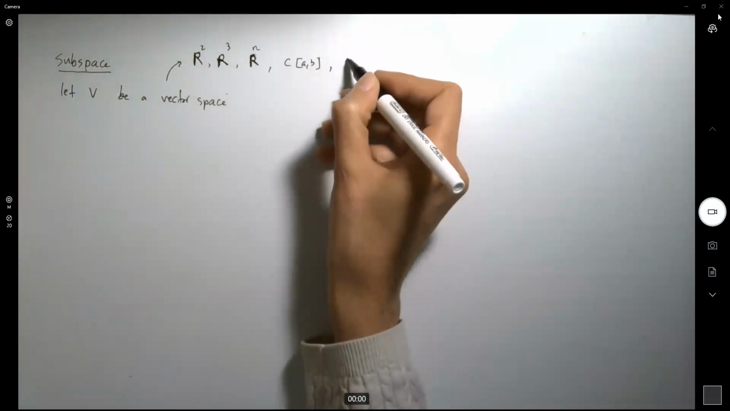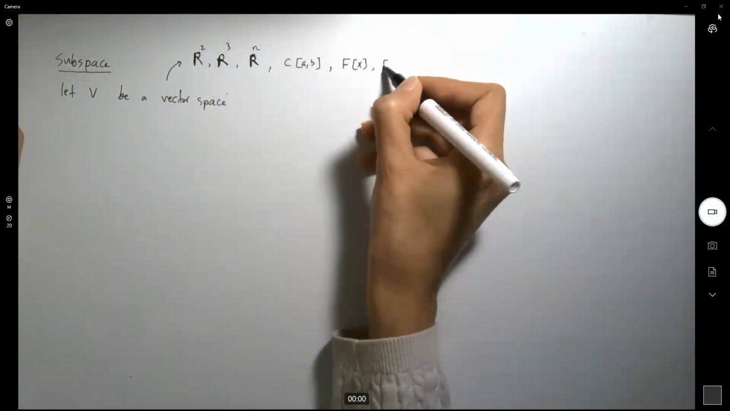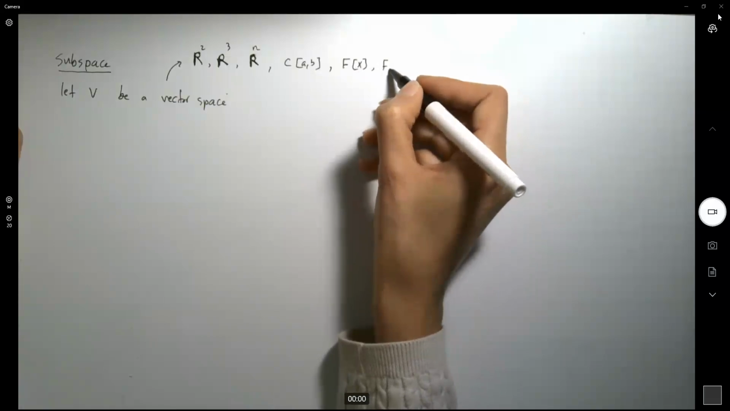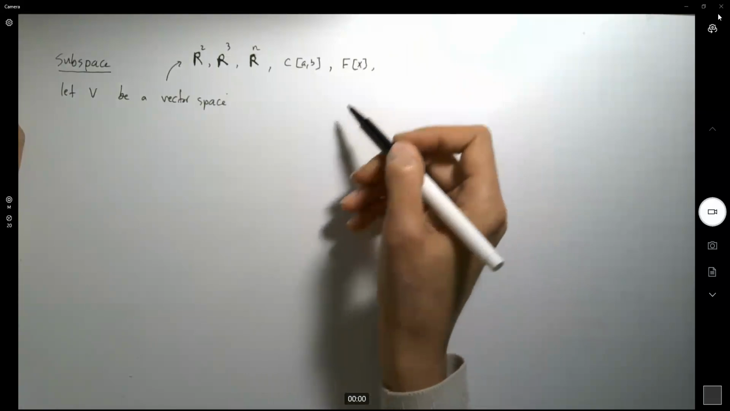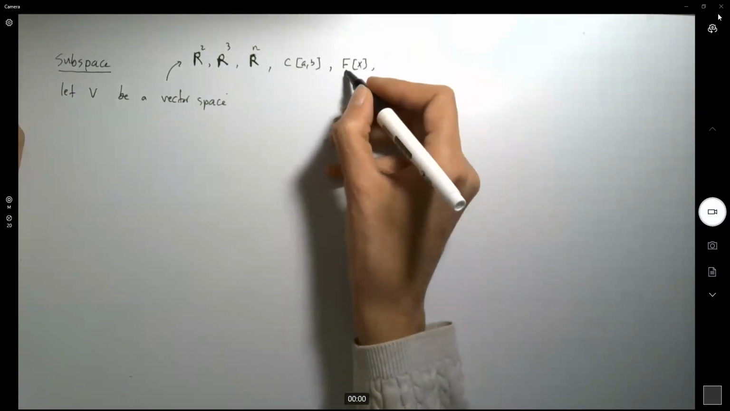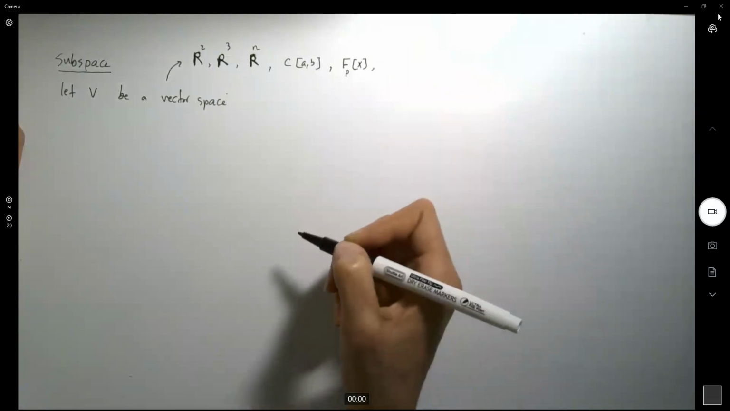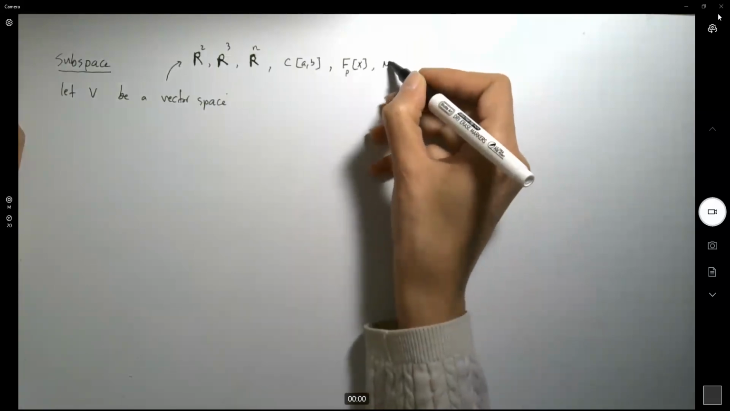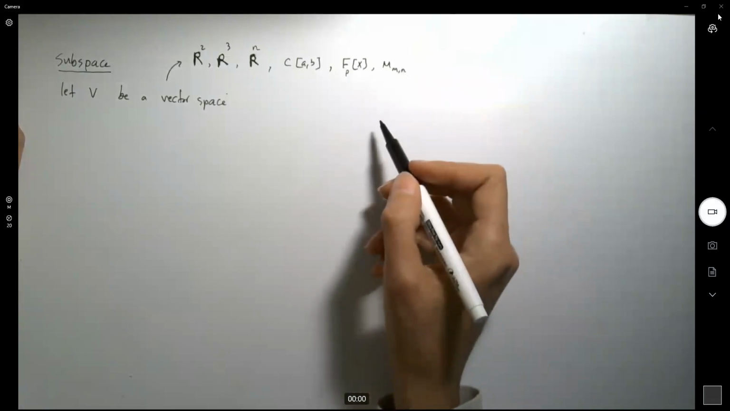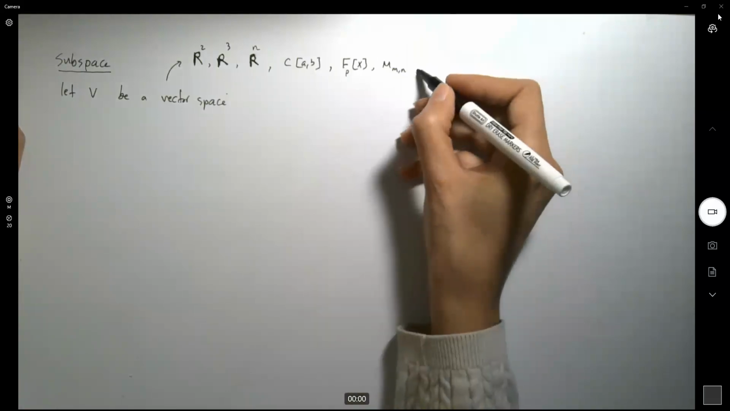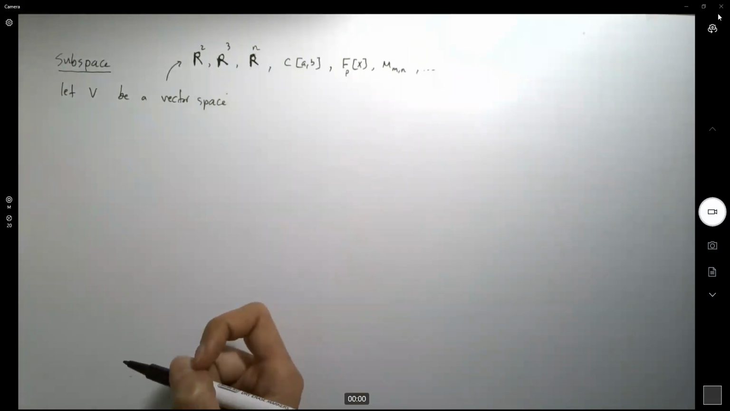You can talk about, for example, F of x or F of P, or other vector spaces, including the polynomials of degree n. So here you can add n or P as a subscript. You can talk about M of m and n, the vector space of all m by n matrices, and all of those. So when we're talking about vector space, try to remember one of these examples.